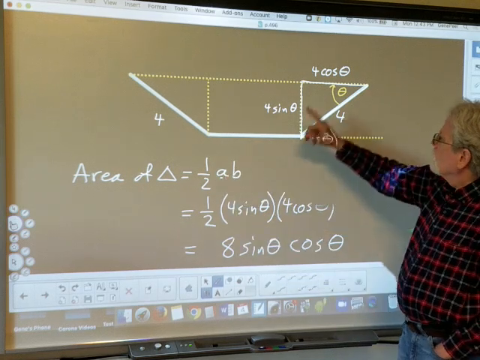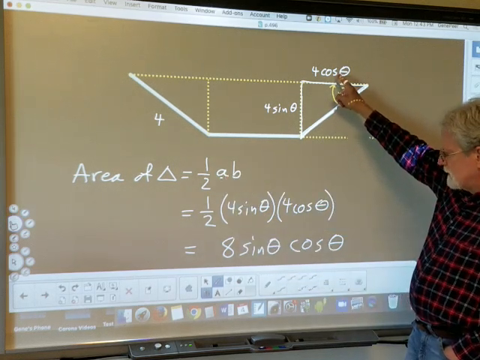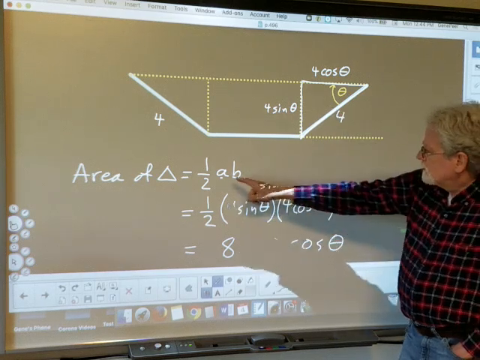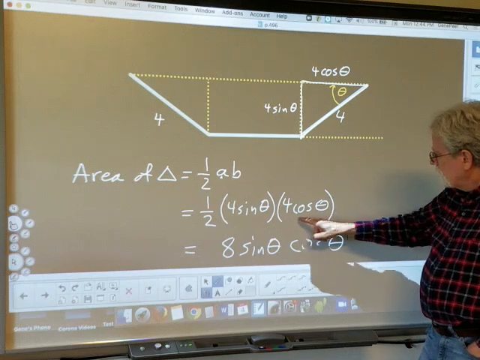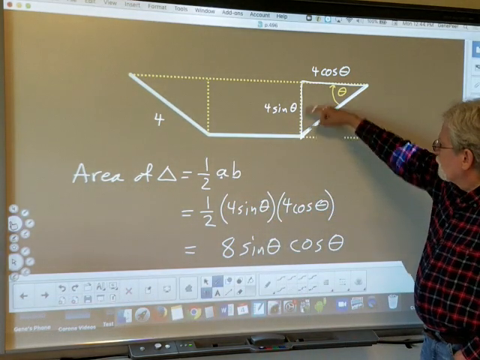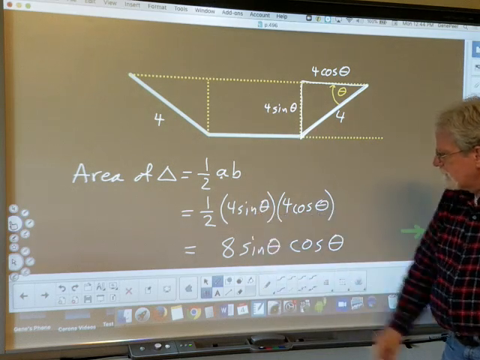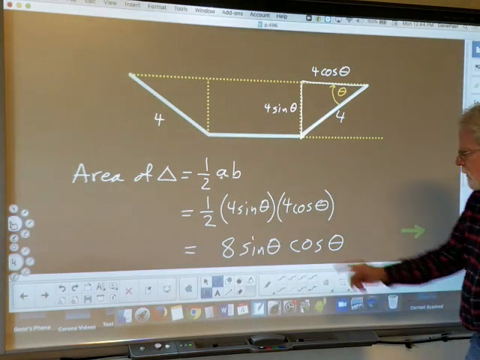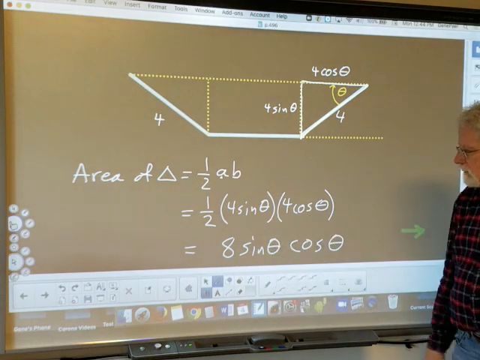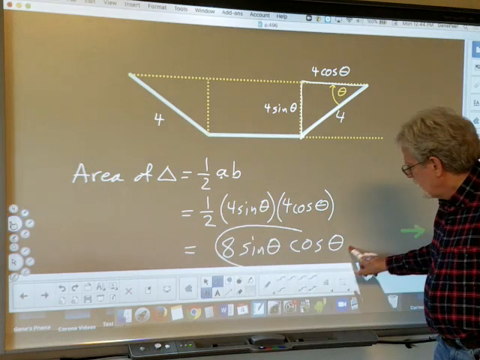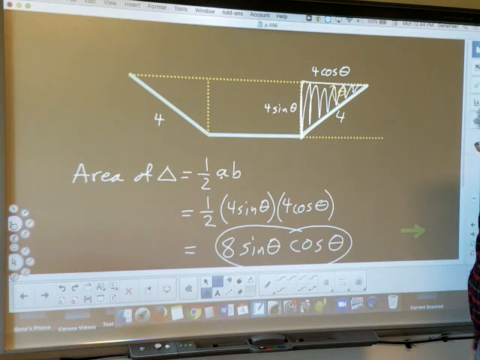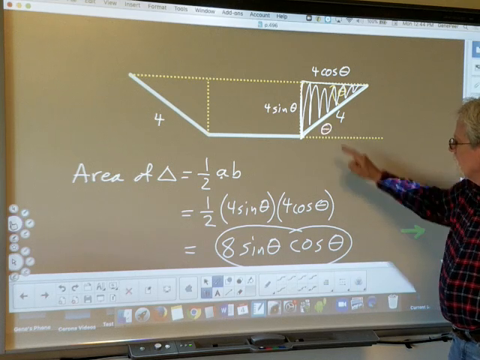So what is a? Well, we already established that a is 4 cosine theta. I've got these backwards, it doesn't matter, because multiplication is commutative. But a, 4 cosine theta, I've inserted right here. And then b is 4 sine theta, I've inserted that right here. We now multiply this out. We have 1/2 times 4 is 8 sine theta cosine theta. We have a formula, ta-da! We have a formula for the area of this triangle, which is a function of the angle I choose, theta.